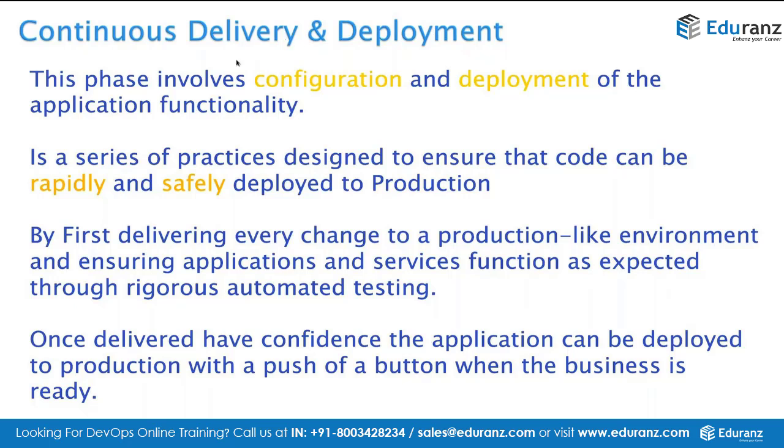To do this, we first write an automation and apply it to a production-like environment, something like a non-production or QA environment. We test that automation against the non-production server, deploy, and test the functionality. If everything works once, then we have confidence that the application can be deployed to production with the push of a button when the business is ready.